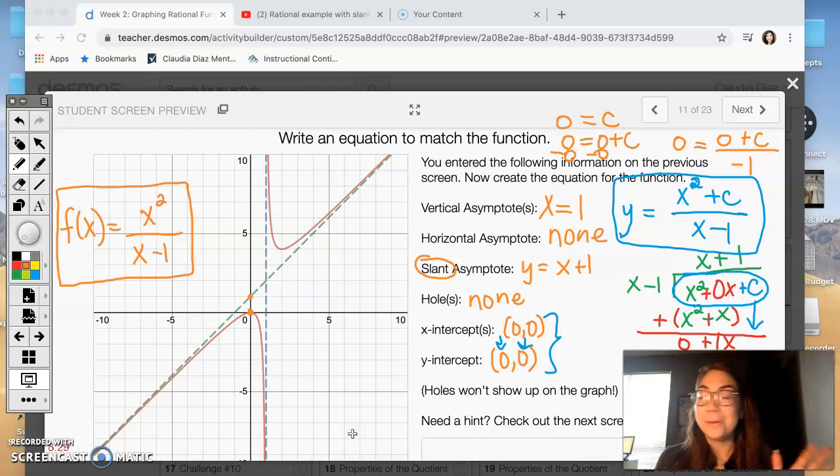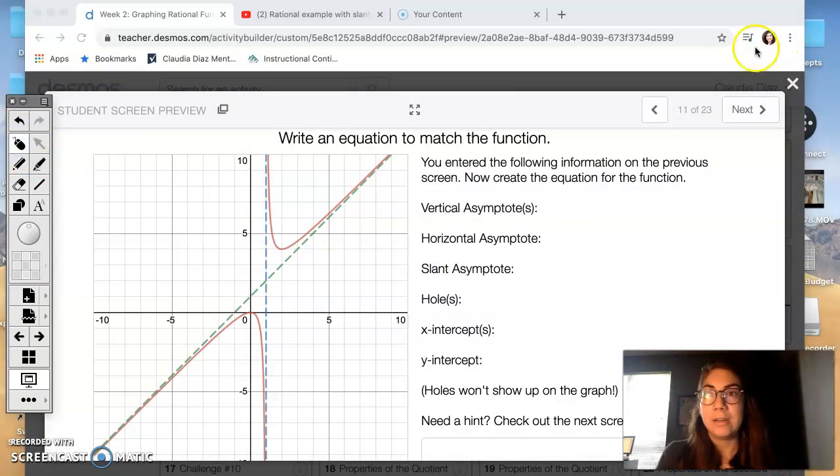Okay, so at any time you can pause me, you can stop me. I'm going to put the answer to number 12 on the next slide so that you guys can check it out. So let's try number 12.